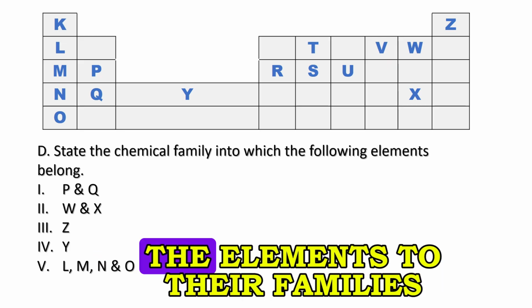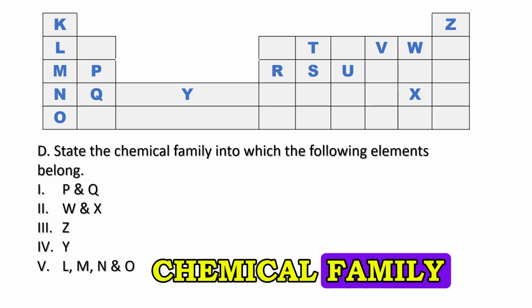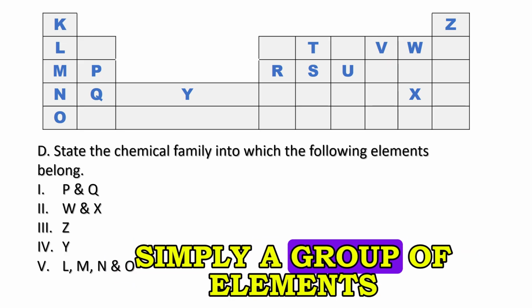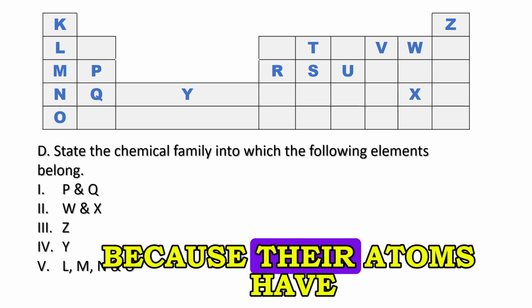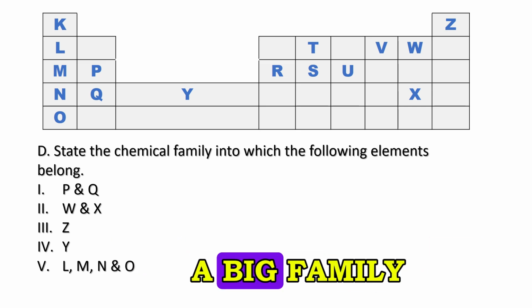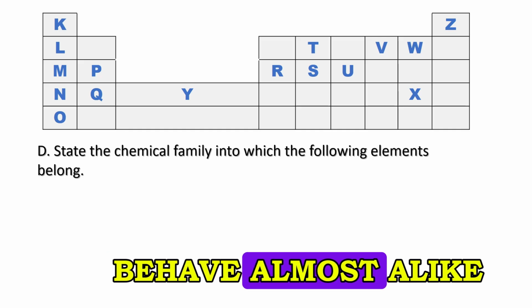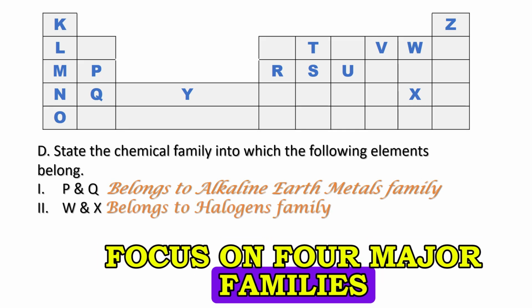Now, before we match the elements to their families, it's important to know what we mean by a chemical family. A chemical family is simply a group of elements that share similar chemical properties because their atoms have the same number of valence electrons. Think of it as a big family where all the members behave almost alike. In our syllabus, we focus on 4 major families.